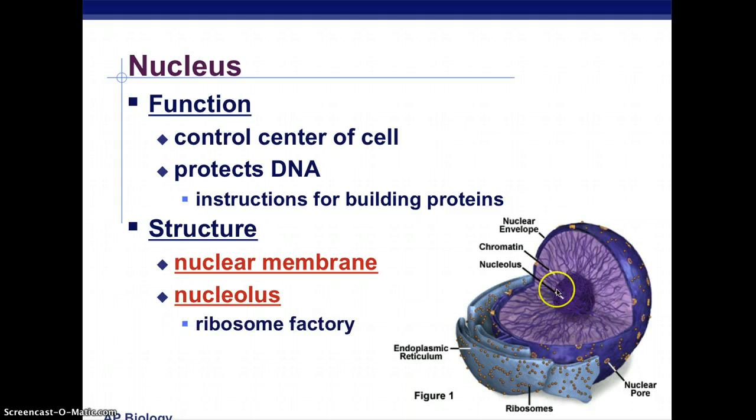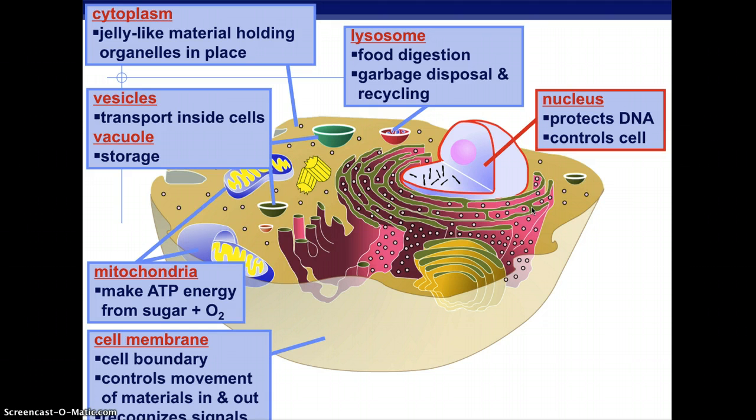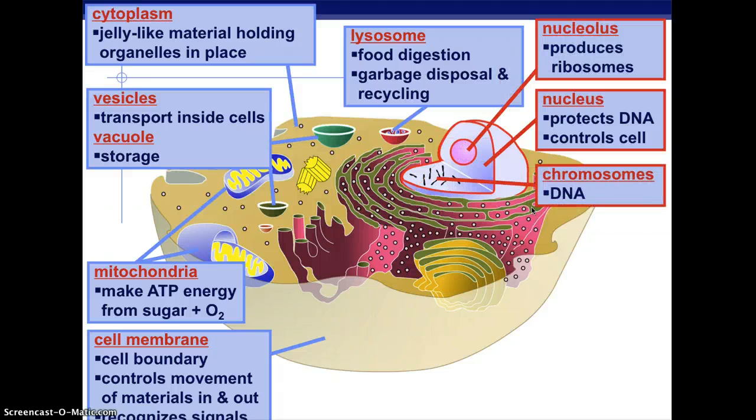And this is the ribosome factory. This is going to make all the ribosomes for the cell. The nucleolus makes the ribosomes. And the DNA is organized into sections called chromosomes. So if we go back to our diagram, here is our nucleus, which protects DNA and controls the functions of the cell. This is our nucleolus, which produces ribosomes. And here are the chromosomes that are the DNA instructions for building the proteins.